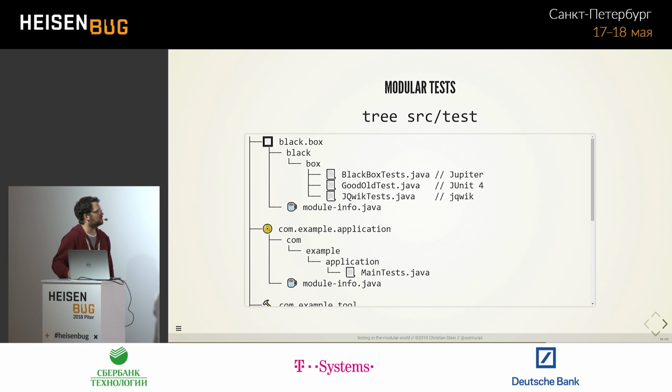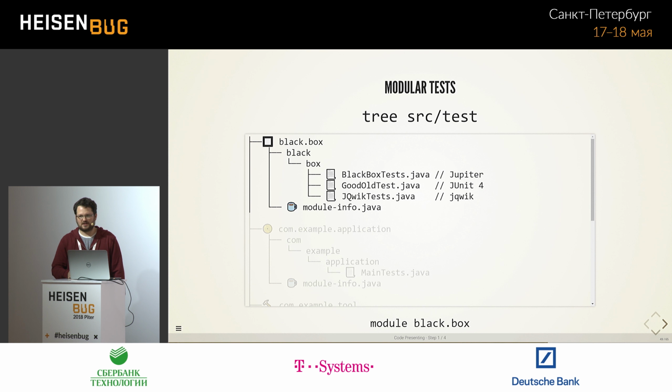Here we go. Write some tests like in a black box. Use different APIs, Jupiter, JUnit 4, or a property-based engine like jqwik, doesn't matter. And have a module info, because we need some other modules at test time.